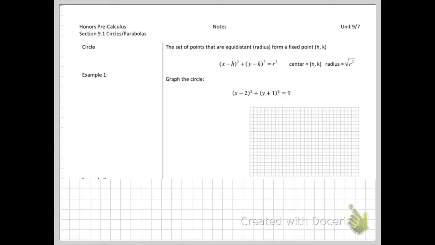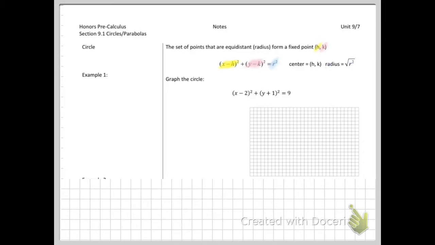Okay, circles and parabolas. A circle is a set of all points that are equidistant, which is the radius, from a fixed point, the center (h, k). So given the equation, notice x minus h is in parentheses. You do the opposite of whatever's in that parentheses with the x to get the x value of the center. And you do the opposite of whatever's in parentheses with the y to get the y value of the center. And as defined on your paper, it equals r squared, where the square root of r squared, which is this r, is the radius.